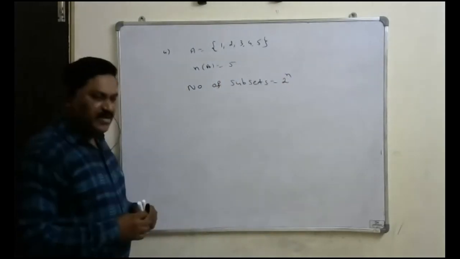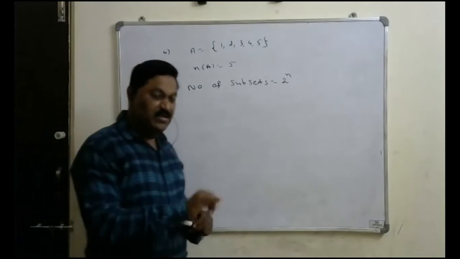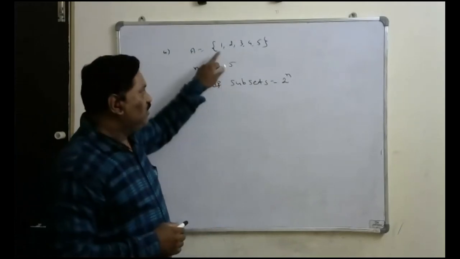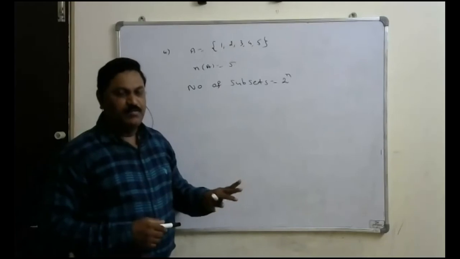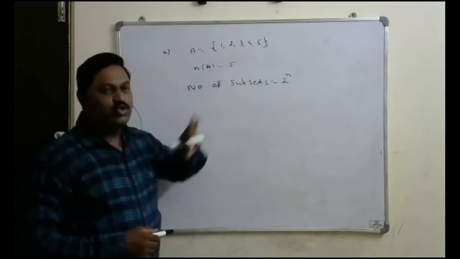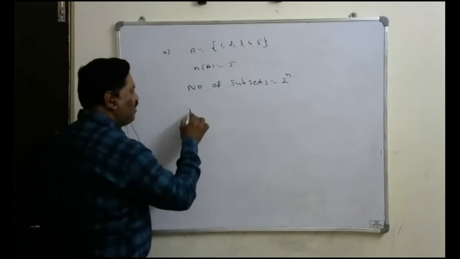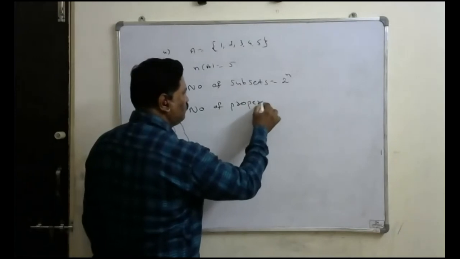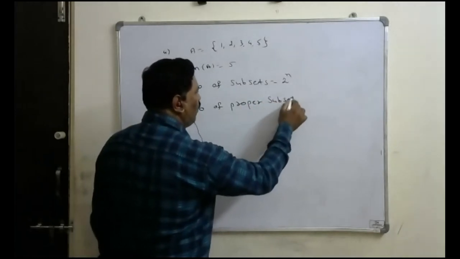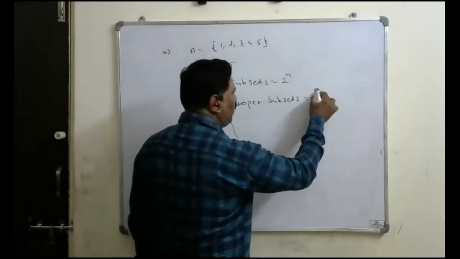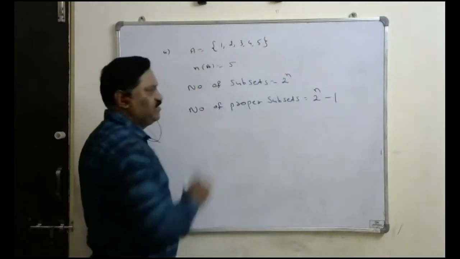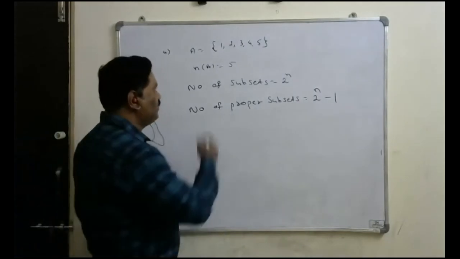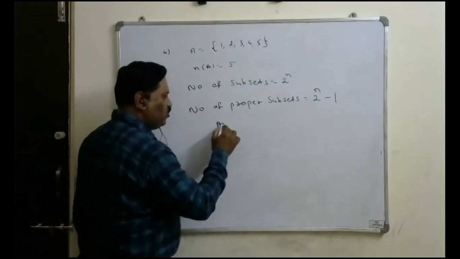In these subsets, the empty set will be a subset of every set, and the given set itself is also a subset. But proper subset means that you should not consider the given set. Therefore, from the total number of subsets, we subtract that given set. That is, 2 power n minus 1 is the number of proper subsets. So for proper subsets, suppose A has 2 elements, let us assume that.